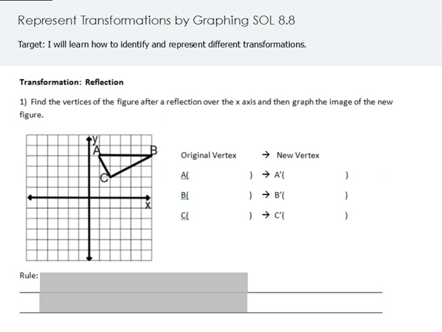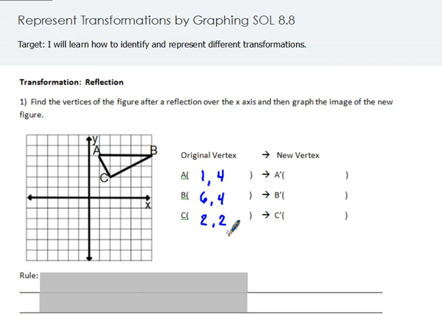The first one says to find the vertices of the figure after reflection over the x-axis. And then you're going to graph the new image of the figure onto the same graph that's given. So take a look at triangle ABC. We have the vertex A sitting at (1, 4). Vertex B is sitting at (6, 4). And vertex C is sitting at (2, 2). So that's the first thing you need to do: recognize your ordered pairs for each of these vertices.